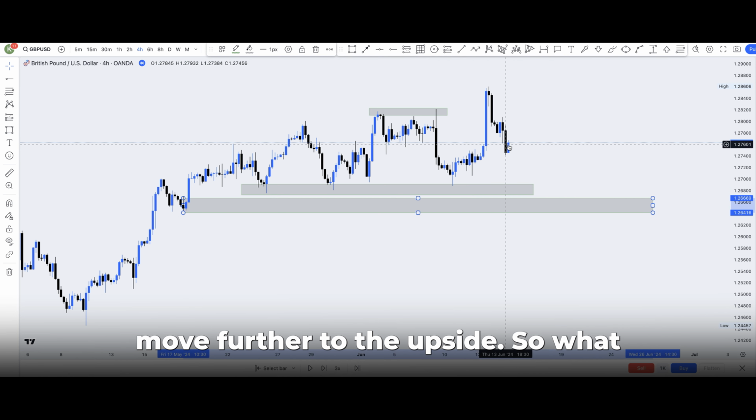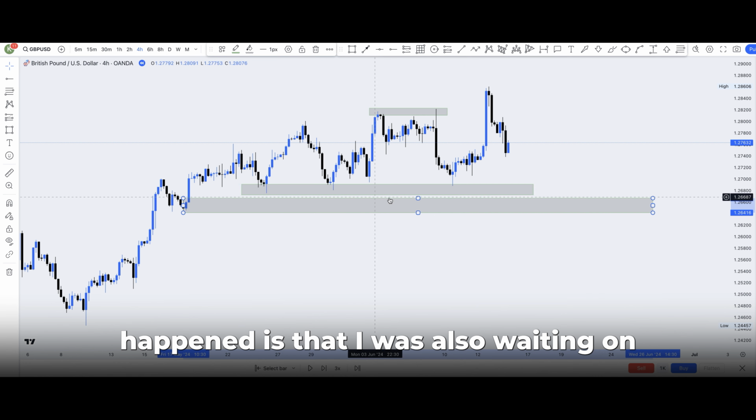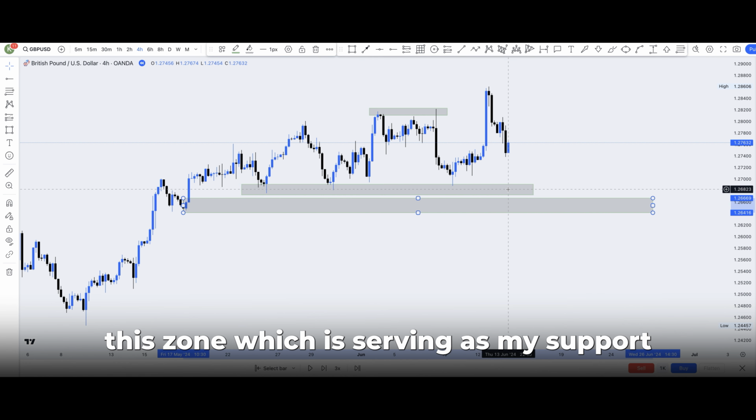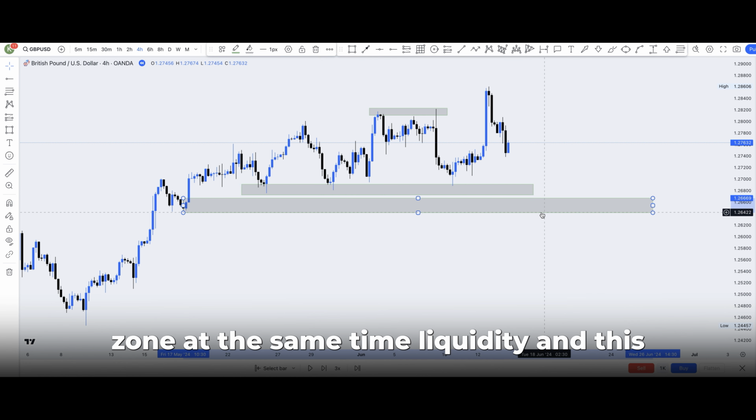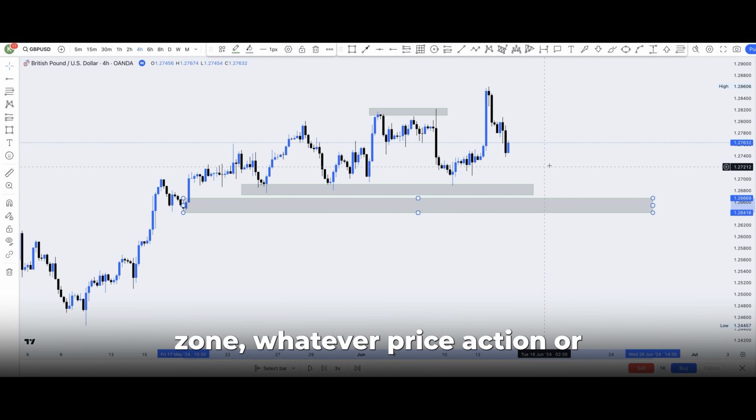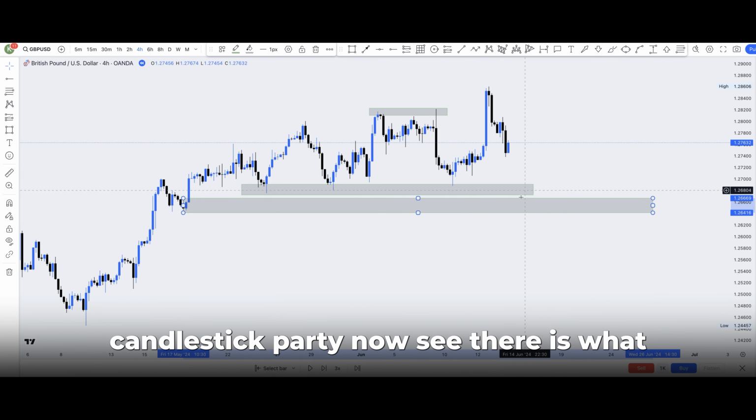What happened is that I was also waiting on this zone, which is serving as my support zone and at the same time a liquidity, and this zone as well. So when price gets to this zone, whatever price action or candlestick pattern I see there is what is going to tell me what to do.